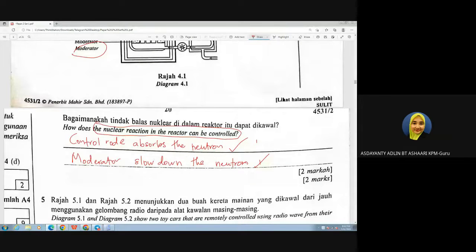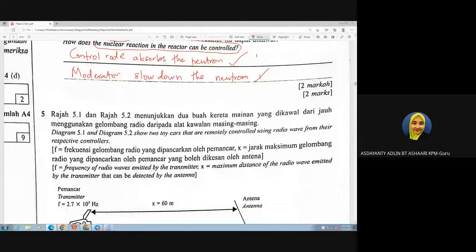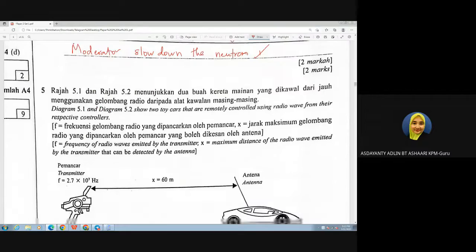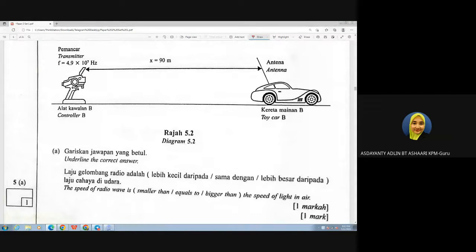Okay, number 5. Diagram 5.1 and diagram 5.2 show two toy cars that are remotely controlled using radio wave from their respective controller. Okay, so frequency, F is the frequency of the radio wave emitted by the transmitter. X, maximum distance of the radio wave emitted by the transmitter that can be detected by the antenna. Okay, so we have to underline the correct answer. The speed of radio wave is, which one do you think? Smaller than, equal to, or?